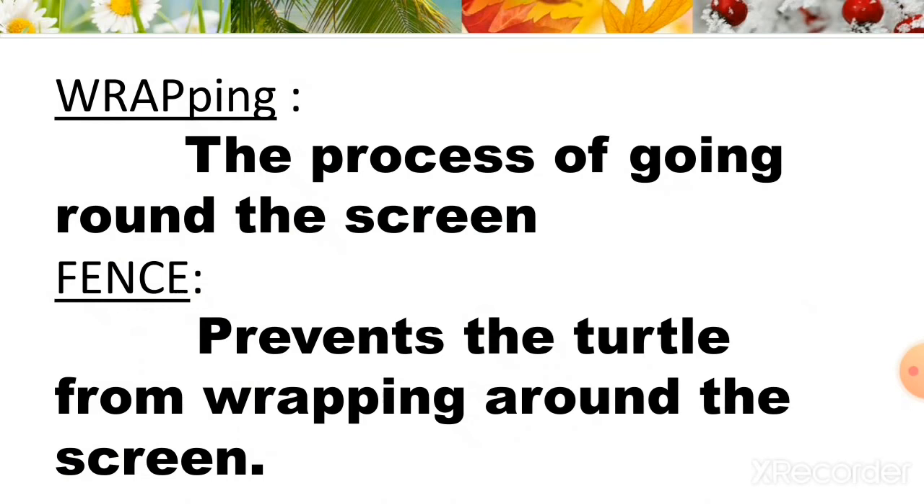Fencing means preventing the turtle from wrapping around the screen. If you use this command fence, what is the meaning of fence? Fence means there is a border. Automatically, if you use the fence command, you will get a message that the turtle is out of bounds. The turtle will stop, it does not go out of the screen. It will stop on the boundary of the screen. That is the use of the wrap and fence commands. Now we are going to see how to use these commands in our program.